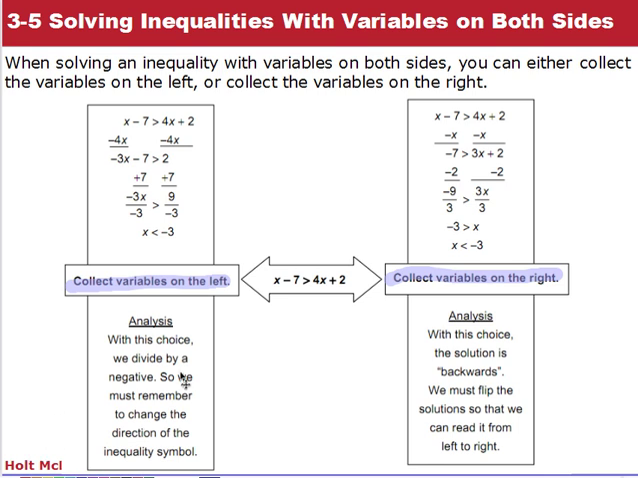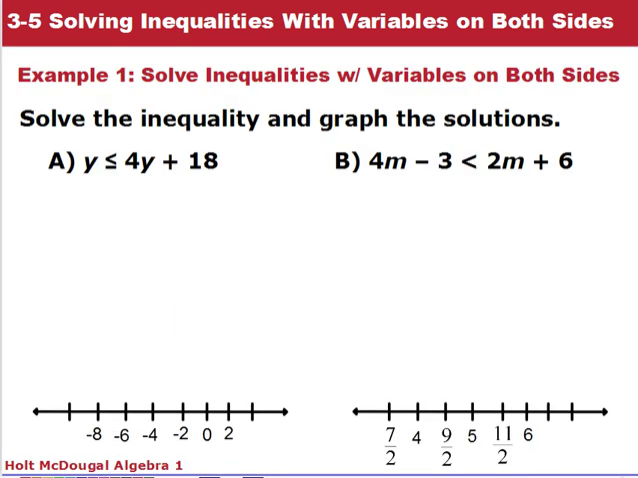But the important thing is to collect your variables on one side. You have to get them together. So again, collect your variables, and you can pick the left-hand side or the right-hand side, whichever works. So here's an example. y is less than or equal to 4y plus 18.